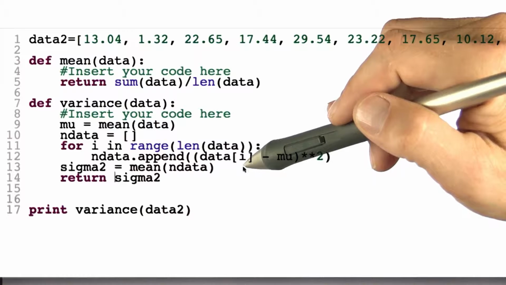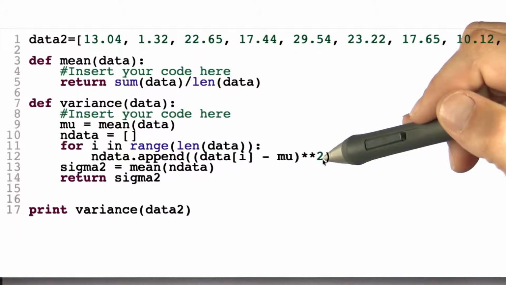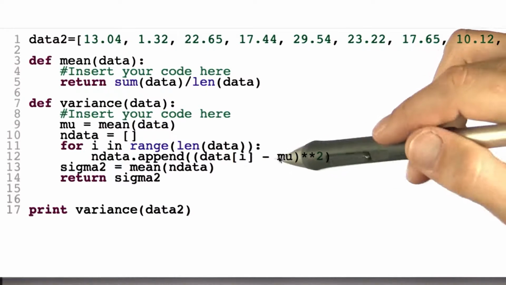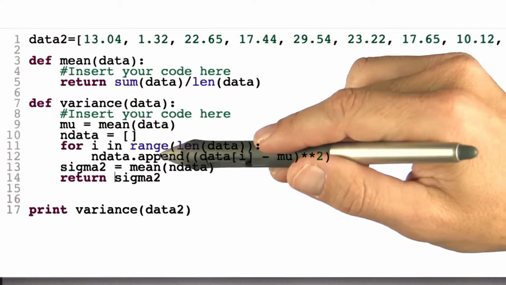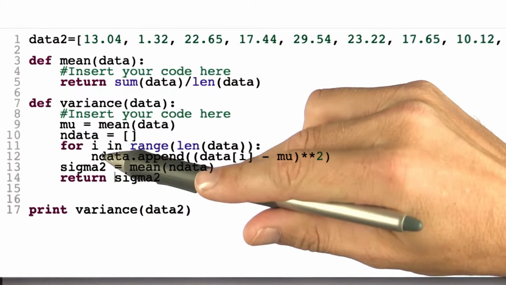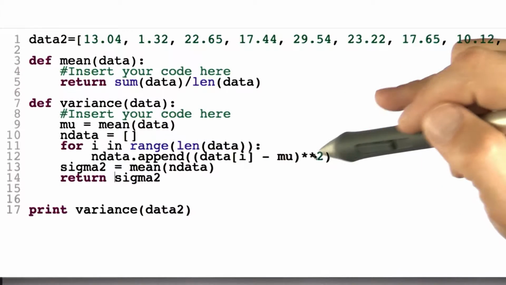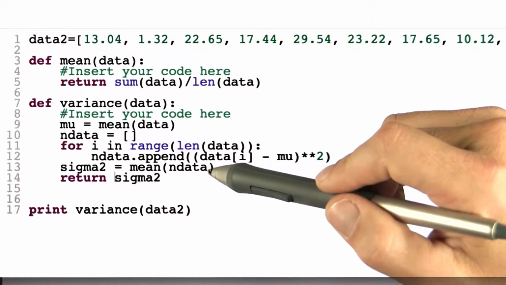Now, I take the ith item, I subtract the mean, and this is a very short notation for squaring it. I could have just done the same times itself. But this is my new ith element that I append into my n data set. So by doing this with a for loop, I get a parallel data set called n data. That is data minus the mean squared. Now I compute the mean of that new n data and return it.